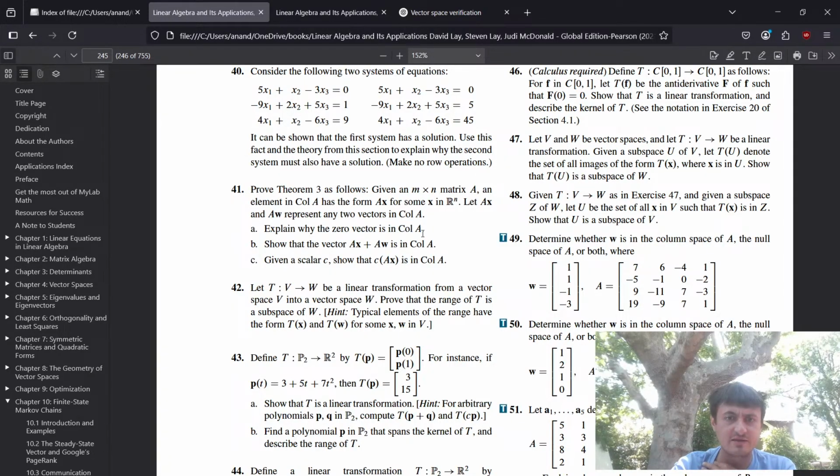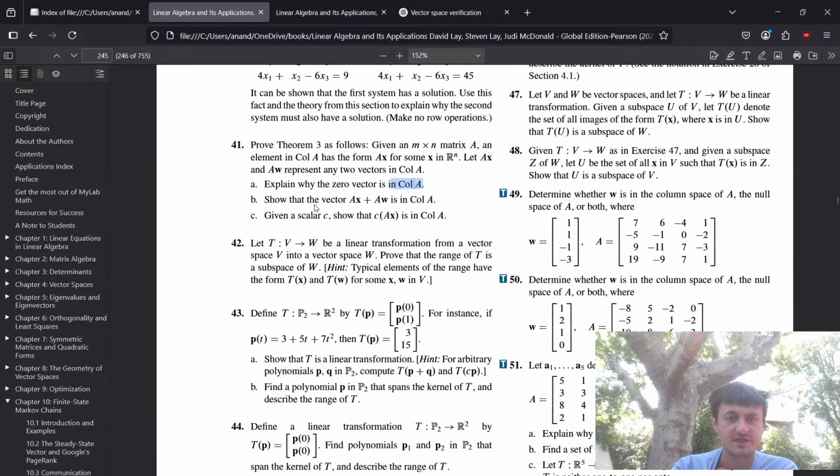I would just say because we know the column space is a vector space, so it has to have the zero. But also because A times 0 for any A is equal to 0, so then we just let X be 0, and therefore it's in the column space. Then the zero vector is in the column space. Show that the vector AX plus AW is in the column space.